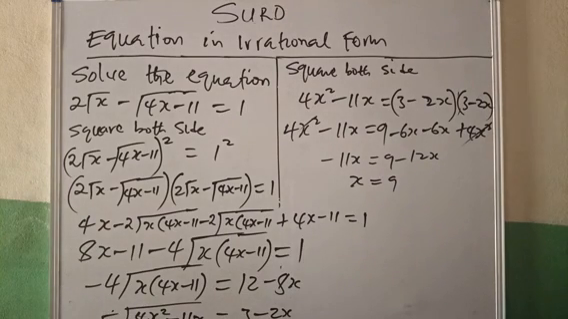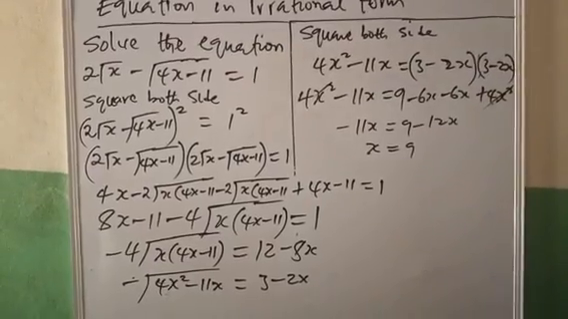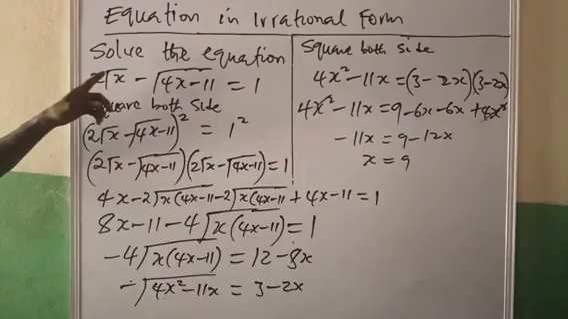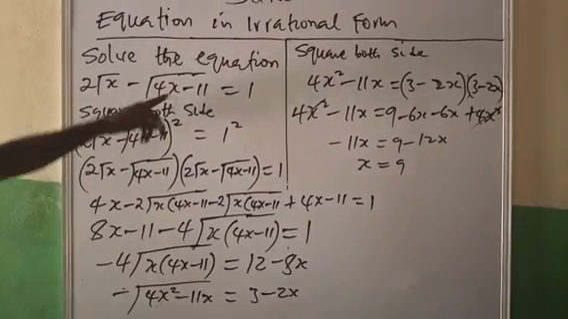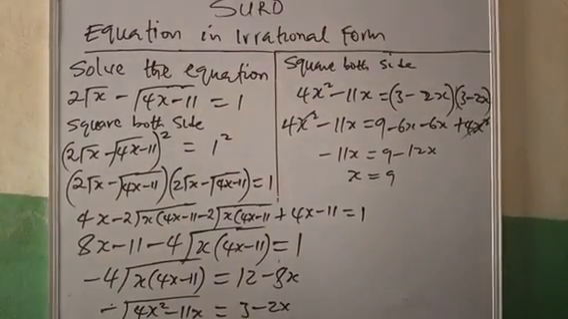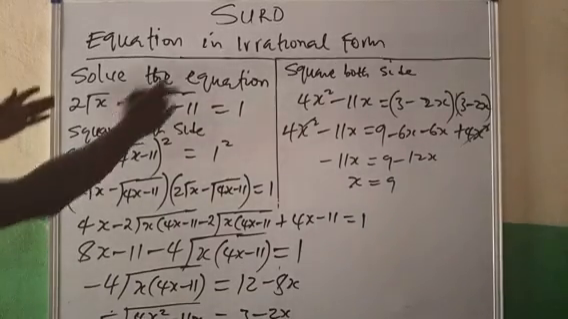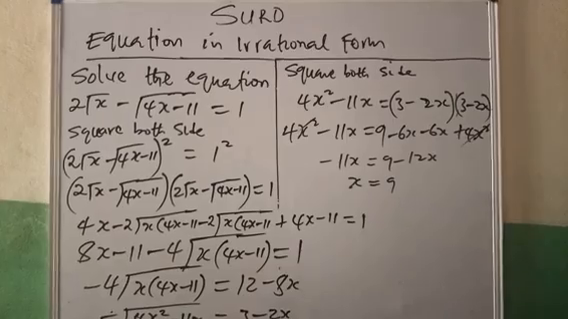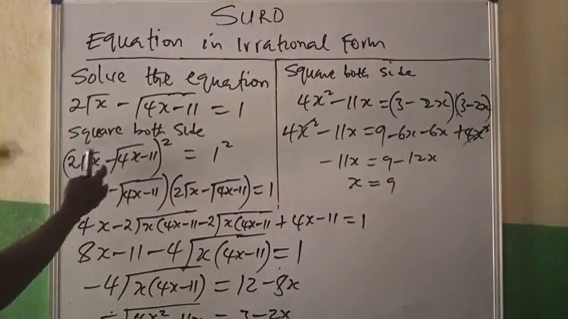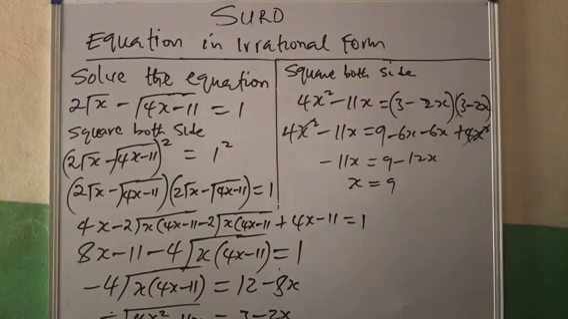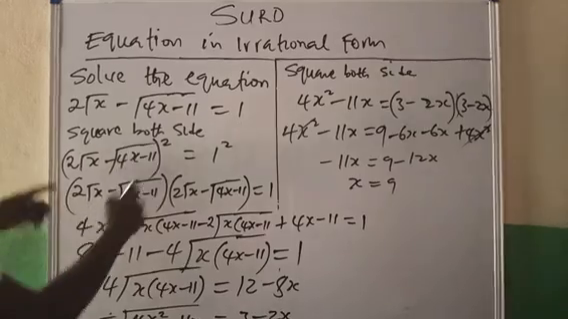Let's quickly look at it again. We have to solve the equation 2 root s minus root 4s minus 11 is equals to 1. The first step is to square both sides, which means this one will be squared and 1 will be squared. 1 squared is 1. 2 root s minus root 4s minus 11, all squared.